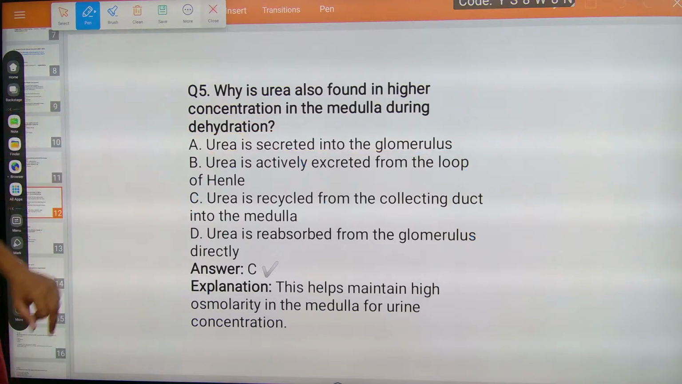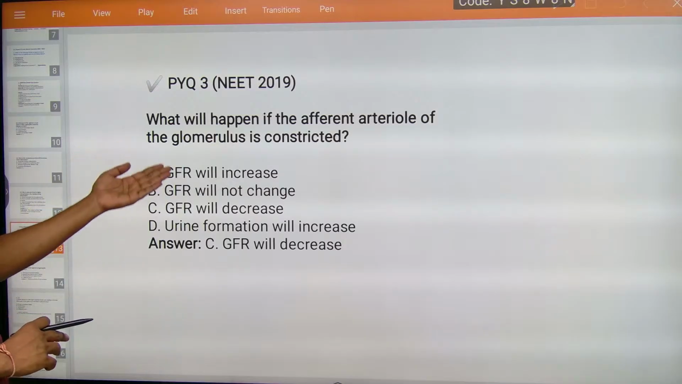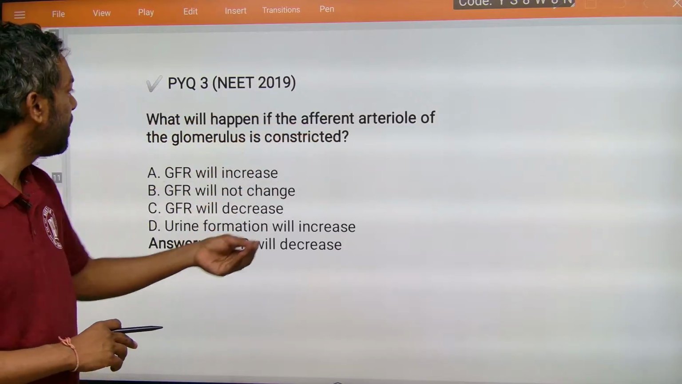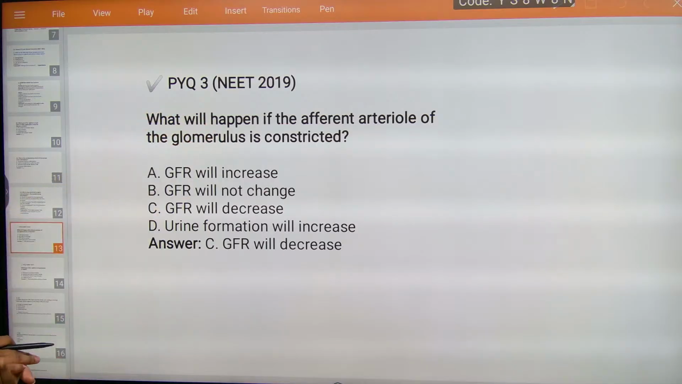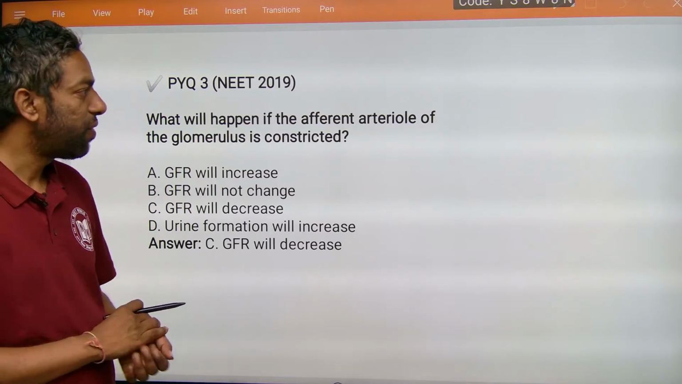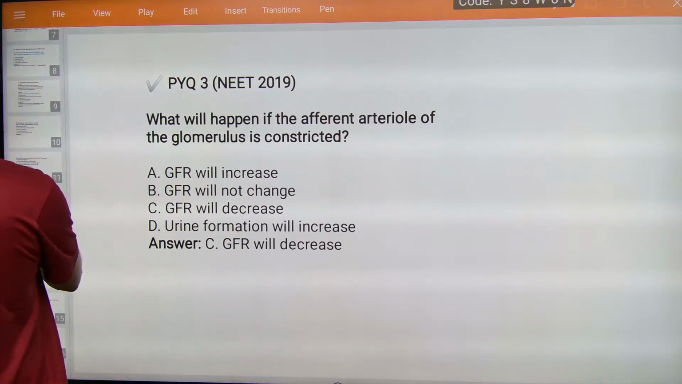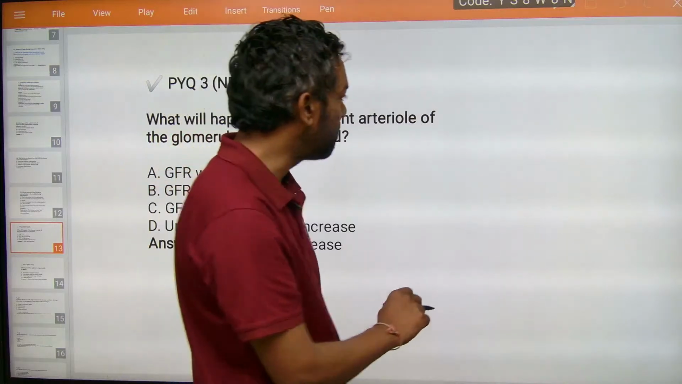Next question. What will happen if the efferent arteriole of the glomerulus is constricted? This is an innovation question. Okay. What is the efferent arteriole? It is a blood vessel.